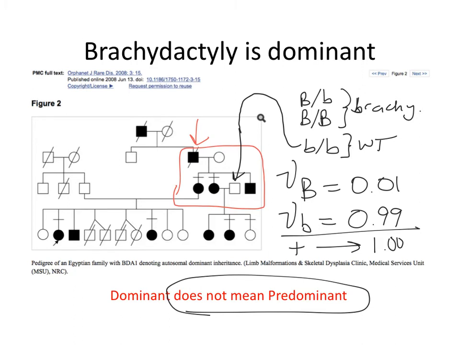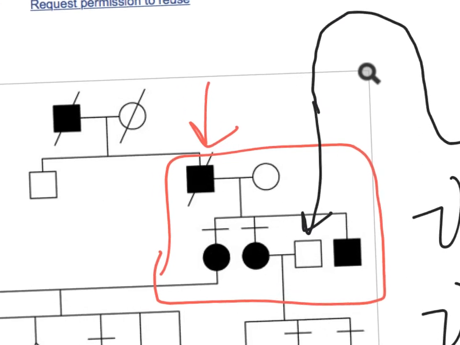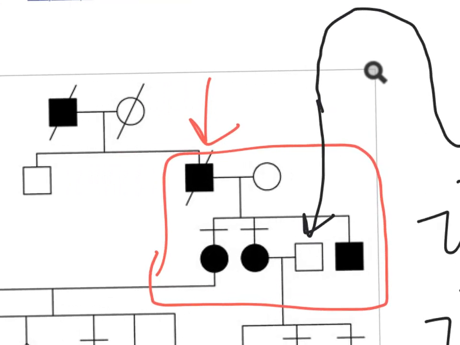Yep, little b over little b, which means that, like the things we've been practicing in class, you get the offspring's phenotype, you can predict the genotypes of the parents. We know that each of the parents, if the offspring here is little b over little b, what do we know about the parents? Each of them has to have at least one little b.